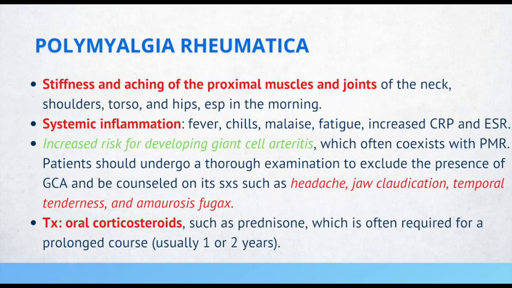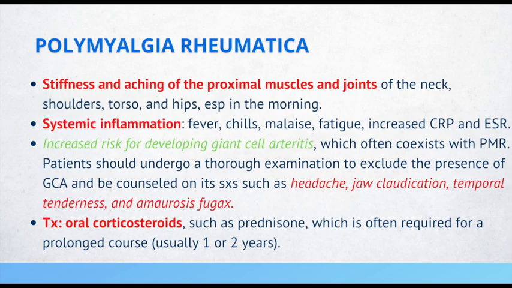Polymyalgia rheumatica. Patients with this condition experience stiffness and aching of the proximal muscles and joints of the neck, shoulders, torso, and hips, especially in the morning. Systemic inflammation, such as fever, chills, malaise, and fatigue, may occur. Increased CRP and ESR can also be seen. There is an increased risk of developing giant cell arteritis.